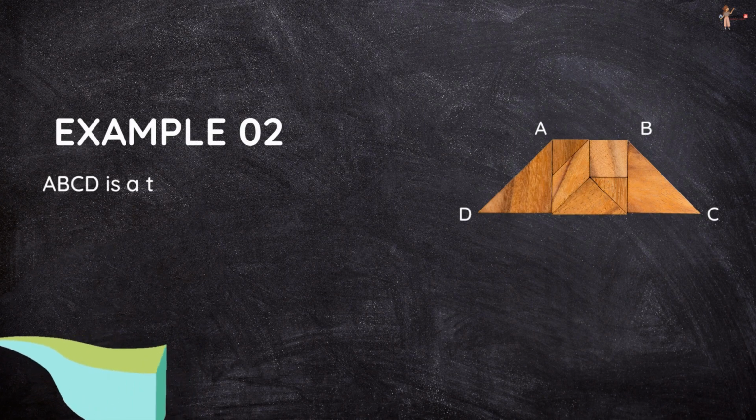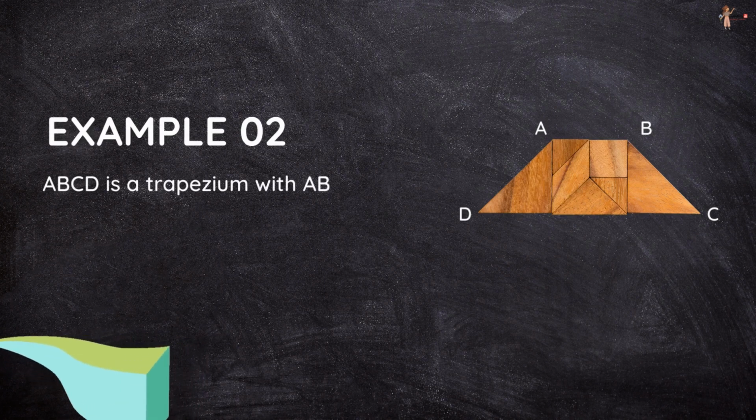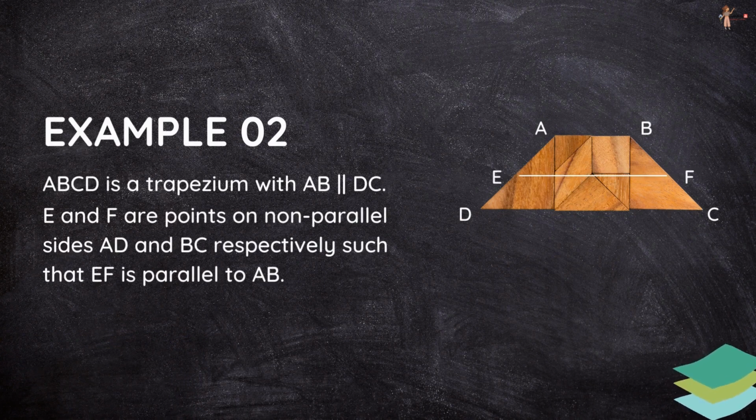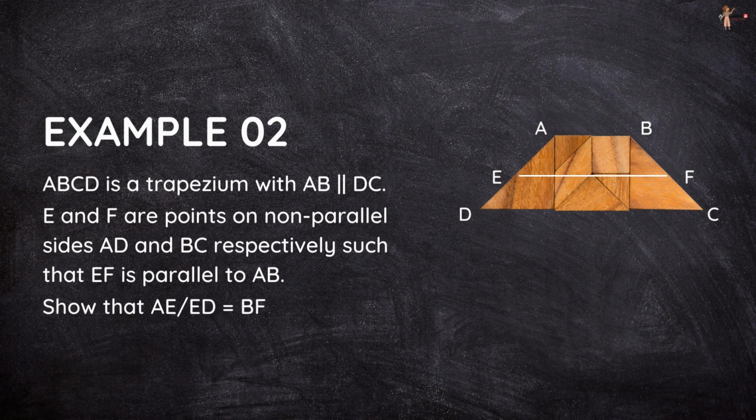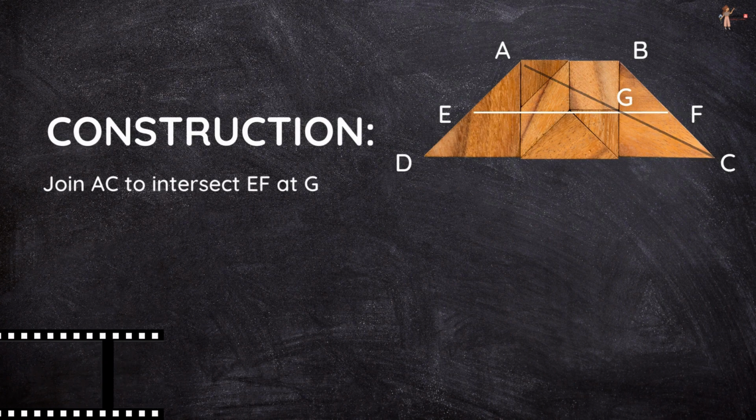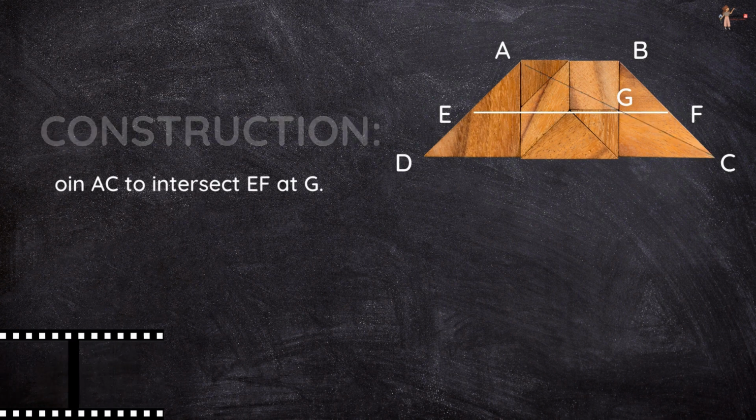It says ABCD is a trapezium with AB parallel to DC. E and F are points on non-parallel sides AD and BC respectively such that EF is parallel to AB. We have to show that AE upon ED is equal to BF upon FC. Let's do a construction first. Join AC to intersect EF at G.